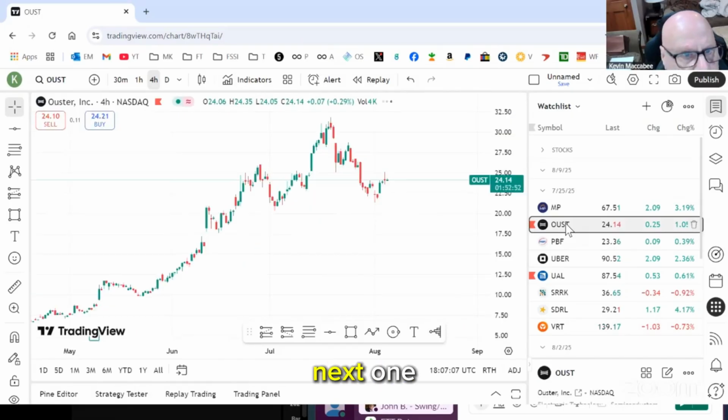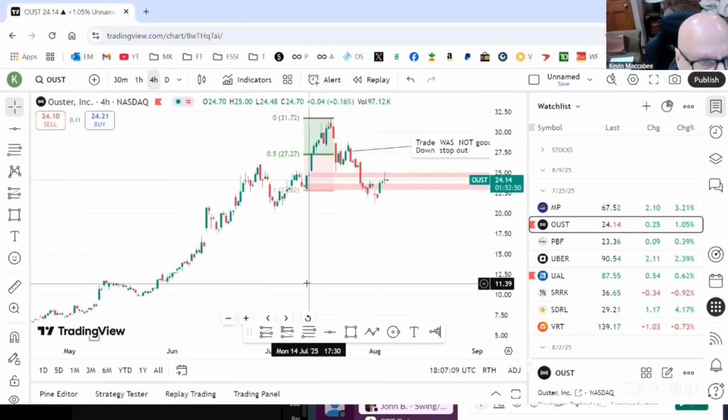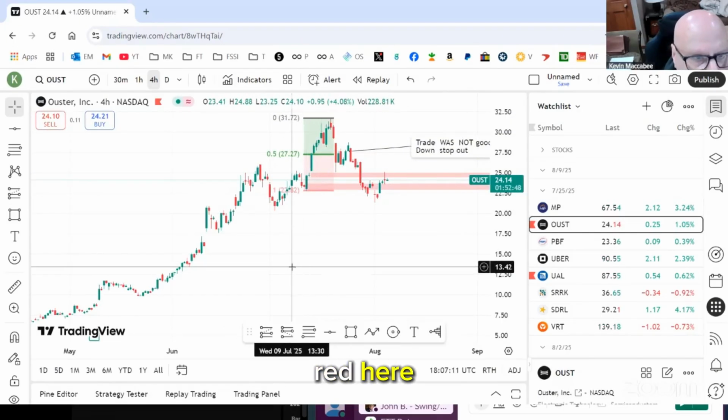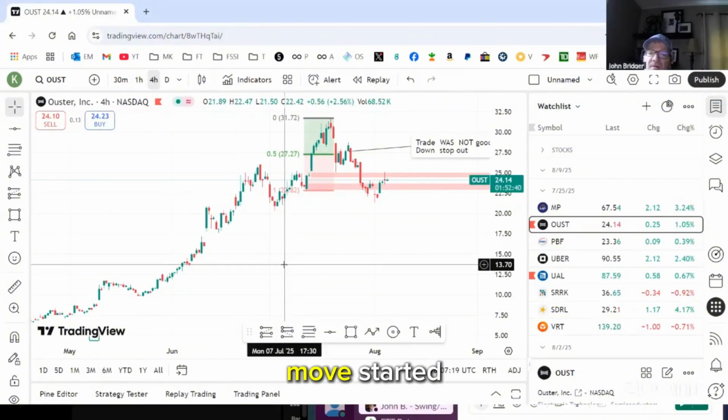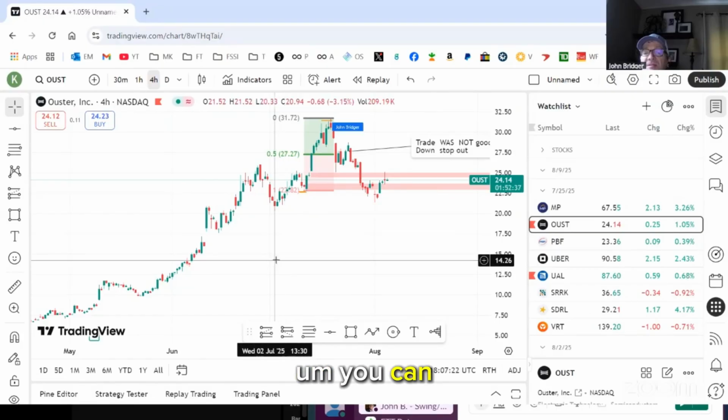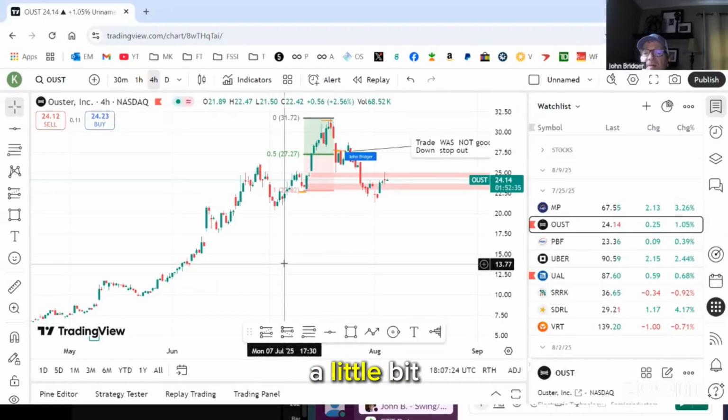All right, next one here. I think I got demand zones in red here. I like where you got your base or your fib. That makes sense. You start here where the move started. That's your top. You can see where resistance kind of held a little bit there.